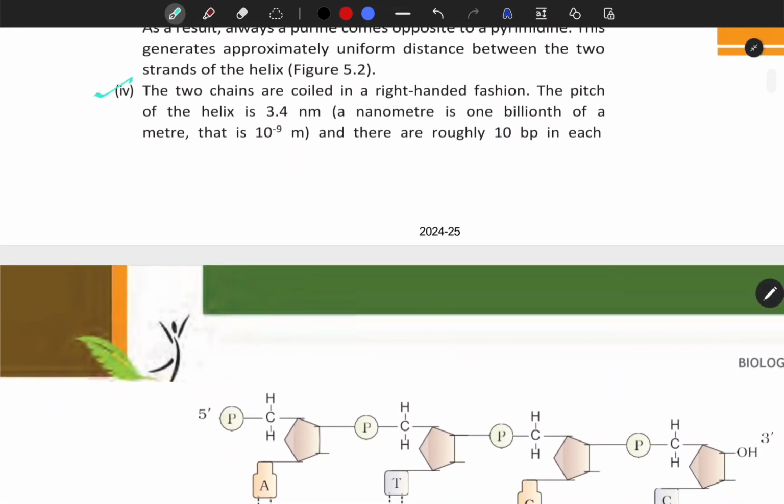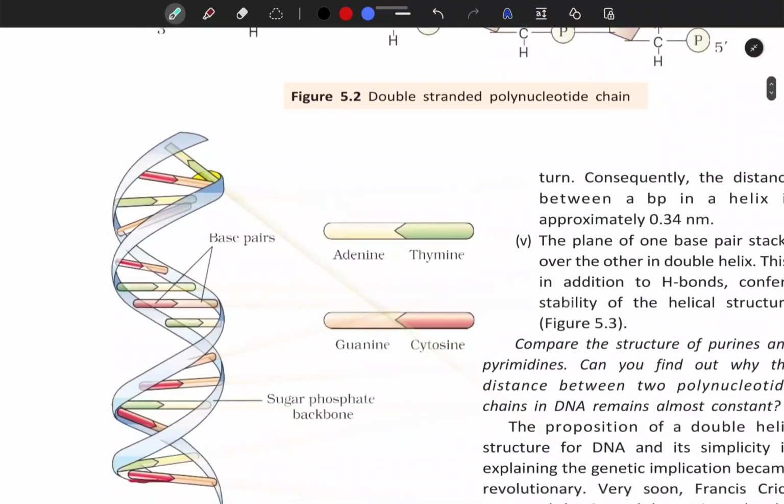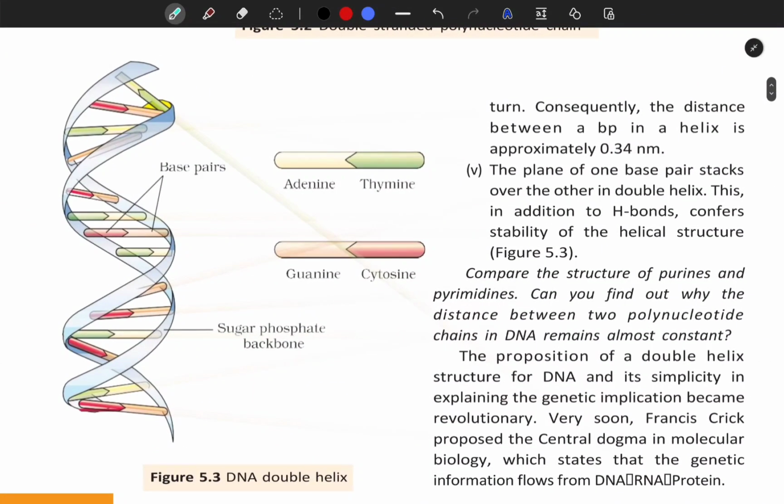Fourth, the two chains are coiled in a right-handed fashion. The pitch of the helix is 3.4 nanometer. A nanometer is 1 billionth of a meter, that is 10 raised to minus 9 meter, and there are roughly 10 base pairs in each turn. Consequently, the distance between a base pair in a helix is approximately 0.34 nanometer. Fifth, the plane of one base pair stacks over the other in the double helix. This, in addition to hydrogen bonds, confers stability to the helical structure, as shown in figure 5.3.